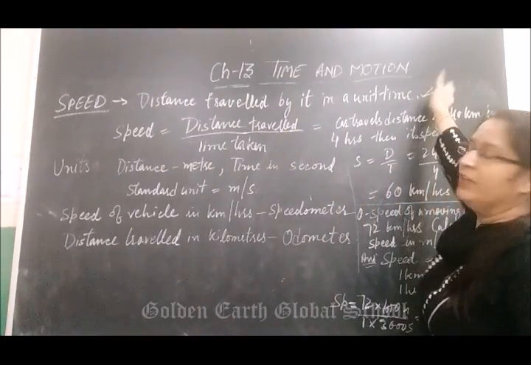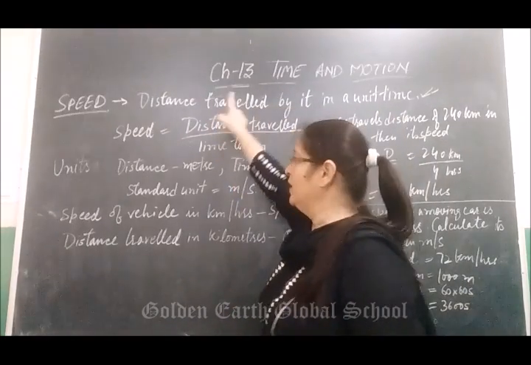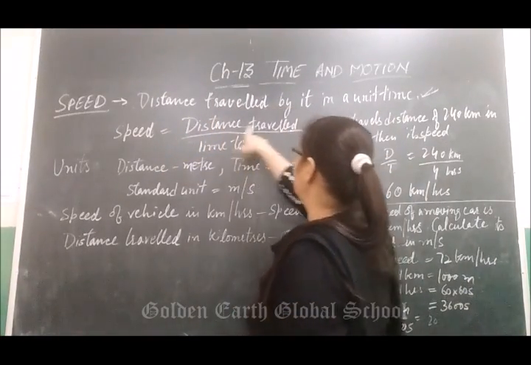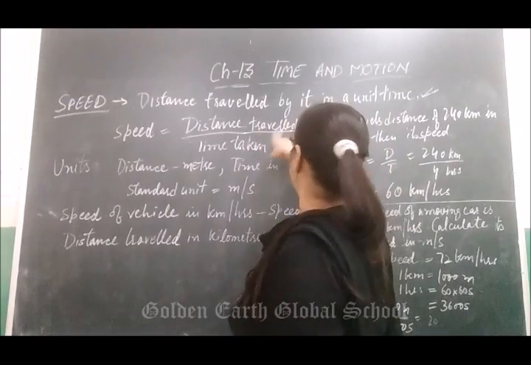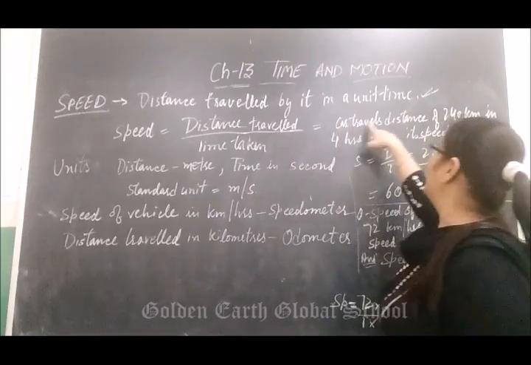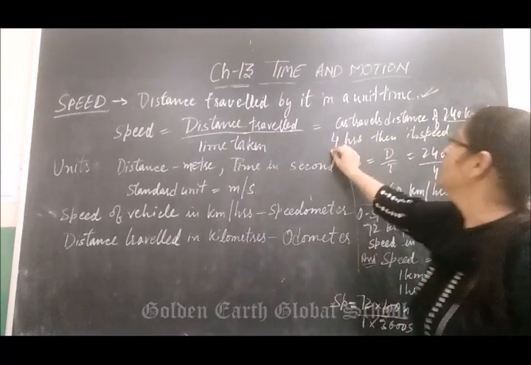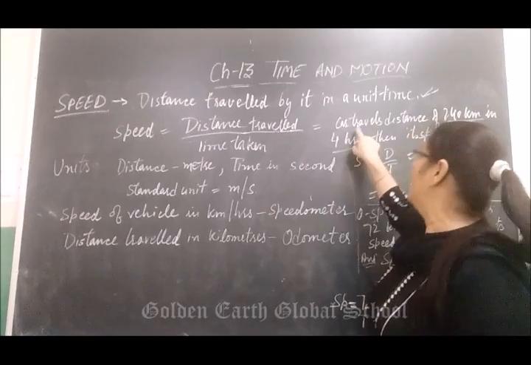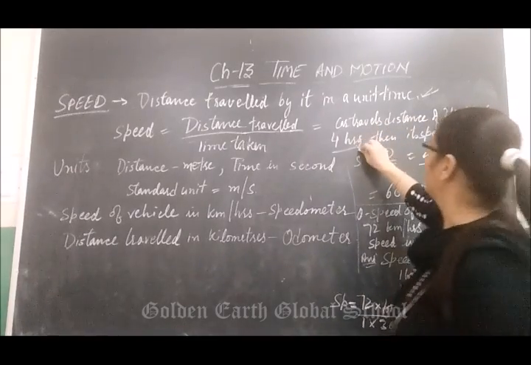How much time it takes to travel some distance. So according to the definition, its formula is distance travelled upon time taken. For example, a car travels a distance of 240 kilometers in 4 hours.